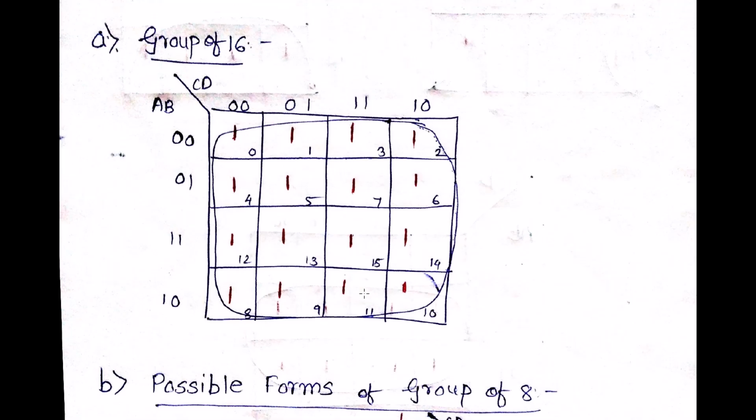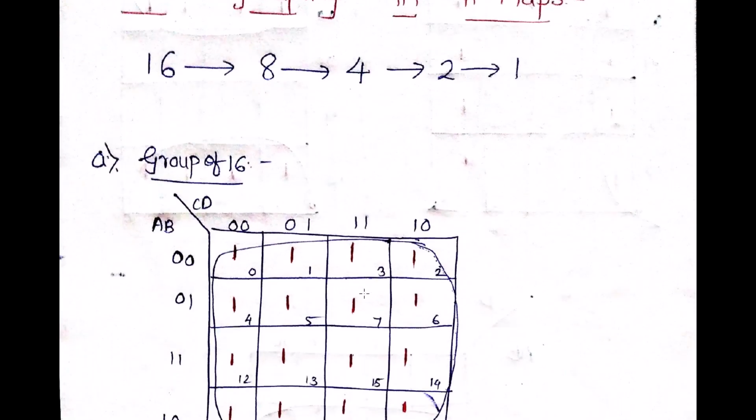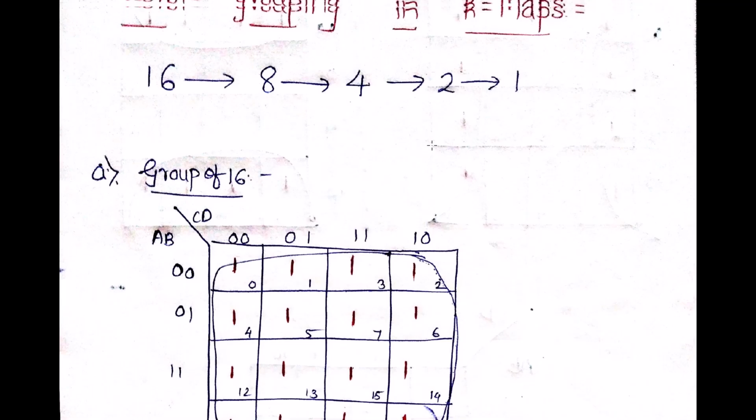So first of all, when we are trying to reduce a particular expression with the help of a K-map, what are the important and the essential things is that we'll always first try to do the grouping. Grouping of what? It can be grouping of ones or it can be grouping of zeros. In 16 group, 8 group, 4 group, 2 group, or 1 group. So that is very important.